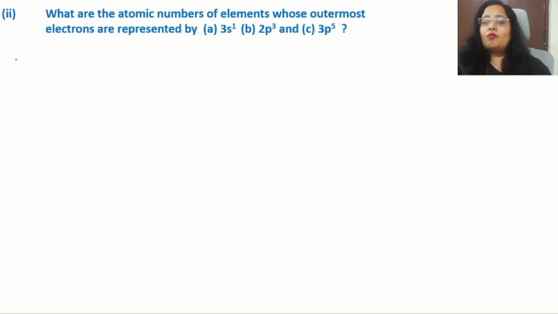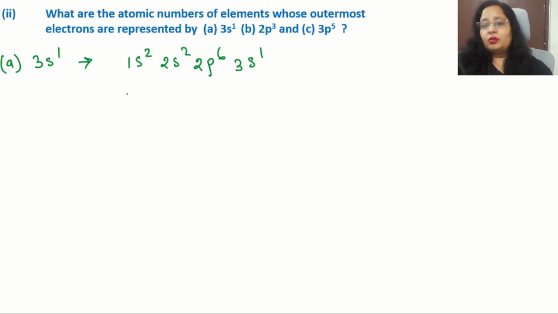Second part, what are the atomic numbers of elements whose outermost electrons are represented by? So let's come to A part. It is 3s1. So for this 3s1, we need to write the full electronic configuration and then we'll count the number of electrons. So we'll start from 1s2, 2s2, 2p6 and then 3s1. This is the full configuration.